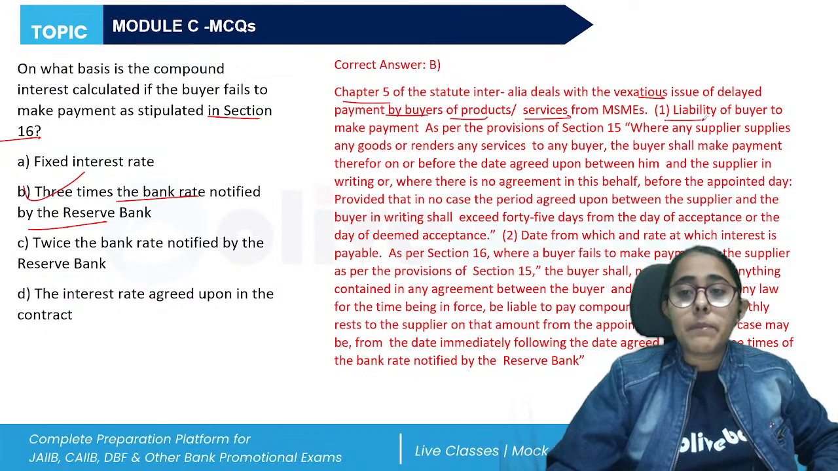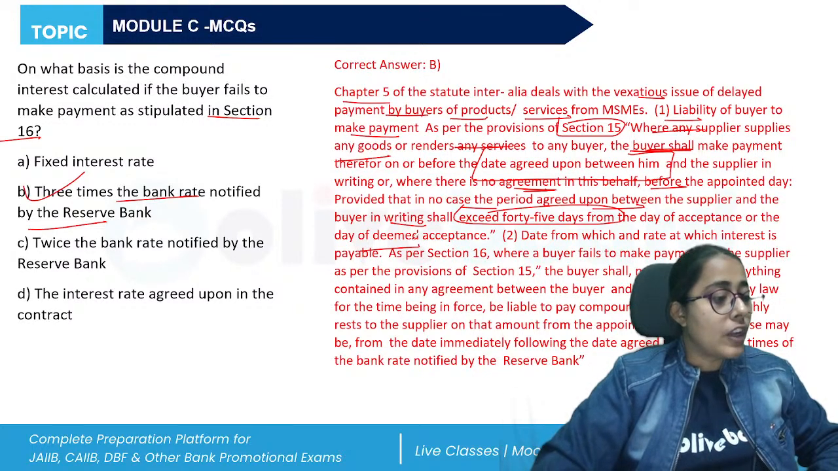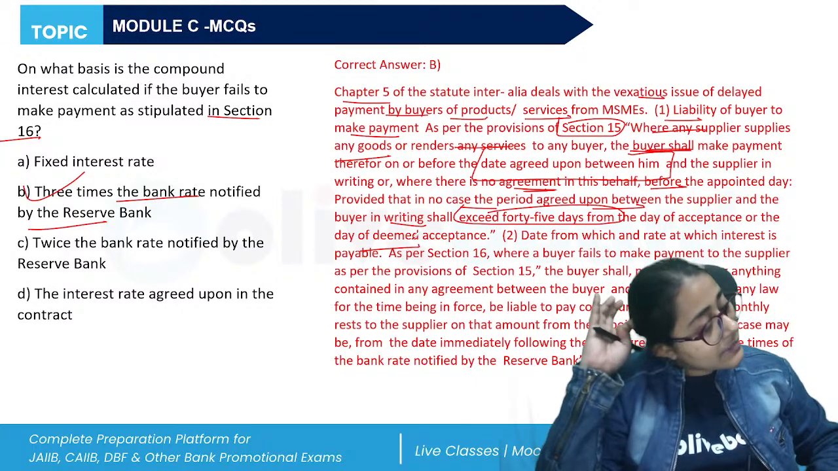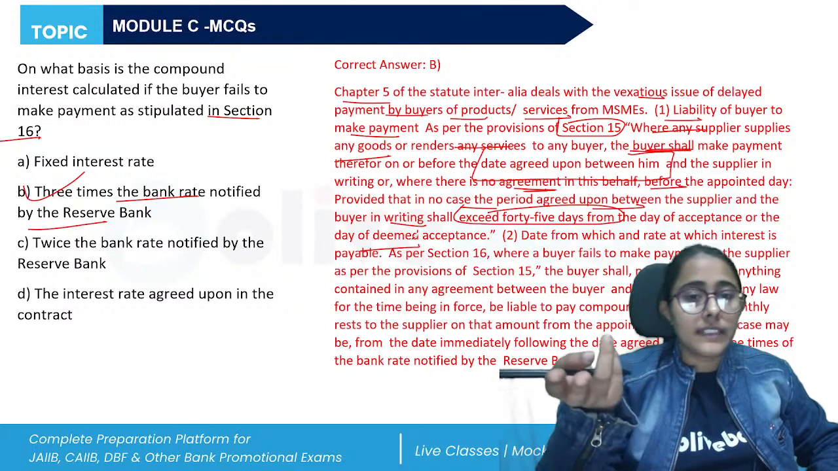MSMEs. Here the liability of the buyer to make the payment is given in section 15. Where the supplier supplies the goods or renders any service, the buyer shall make payment before the date agreed upon between them. However, if there is no agreed date, then before the appointed day, in no case shall the period agreed upon between the supplier and the buyer exceed 45 days from the day of acceptance. So from the day of acceptance, where the buyer accepts the goods or the services supplied by the supplier, they have to make the payment. If they do not, it will be considered as a delay.